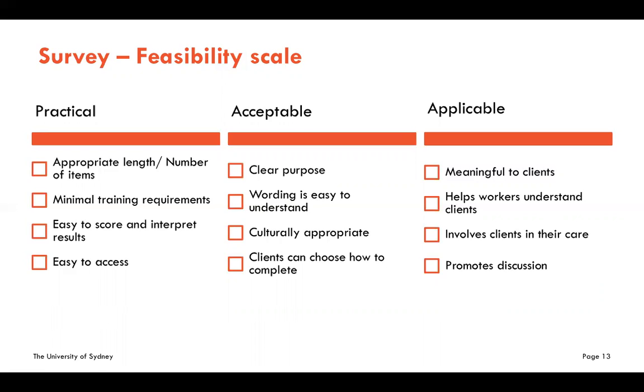Acceptability refers to how easy it is for clients to understand the purpose of the tool, the wording used, and also consider if there's flexibility in how clients complete the tool, whether it's on their own or with the staff, depending on their preference. Lastly, we look at applicability. Applicability considers how meaningful and important the tool is to clients. It also looks at the value of an outcome measure in influencing practice. Does it promote discussions between workers and clients? Does it also contribute towards intervention planning and overall client care?